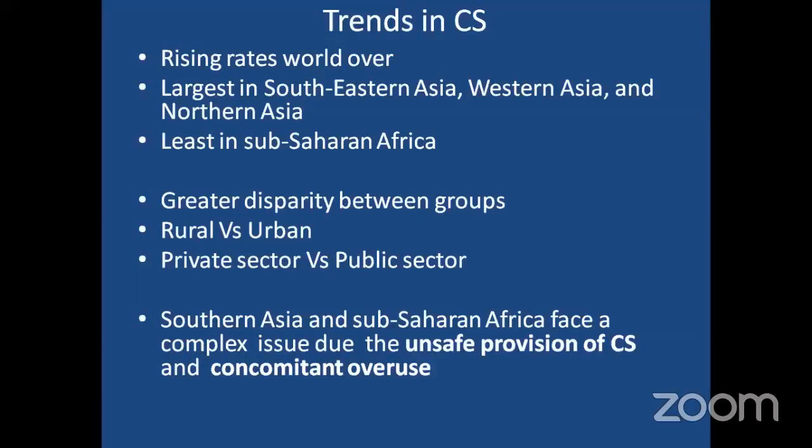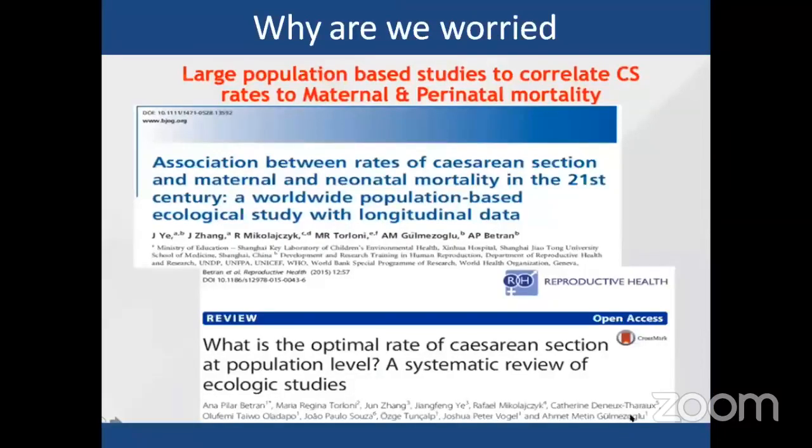And interestingly, Southern Asia and Sub-Saharan Africa face another problem. And what is that? That is a complex issue of unsafe provision of Caesarean section, meaning the surgery itself is done in an unsafe way, which in turn increases not only the C-section rate, but it increases the morbidity and mortality for our mothers. And this is true for Southern Asia as well as Sub-Saharan Africa. And this is what it talks about.